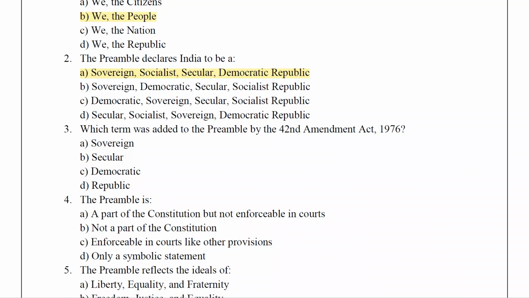Third one, which term was added to the preamble by the 42nd Amendment Act 1976? Which term was added to the preamble by the 42nd Act of 1976? The answer is secular.